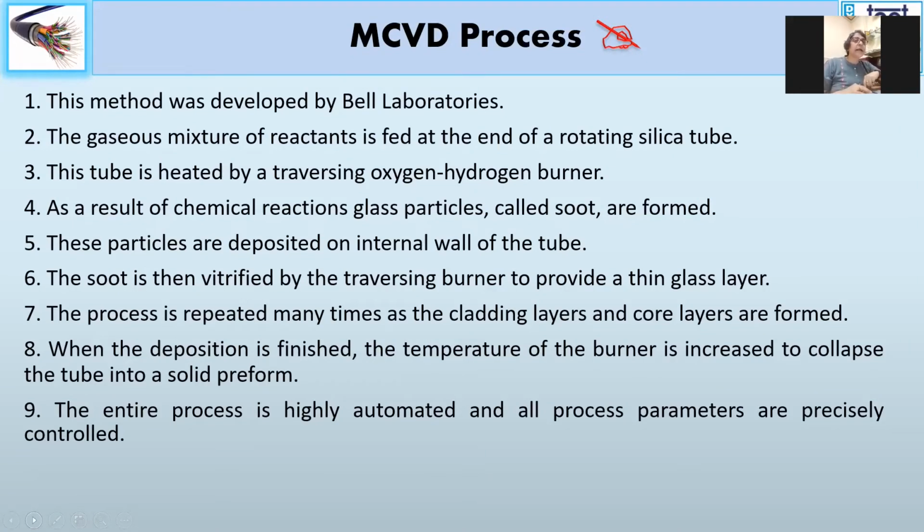So the chemical reactions are the same as the ones I have shown you for the vapor phase axial deposition. The same chemical reactions are taking place, and there is a heat flame that is traversing forward and backward. First it makes the core and the cladding depositions, and then you get a solid preform. It's a highly automated process, as I said. Depending upon the requirement, you give your inputs and it controls the deposition layer by layer. It's not that you just have a material solidify, which used to be the traditional method where we used to have a large attenuation. Now it's a layer by layer controlled process.